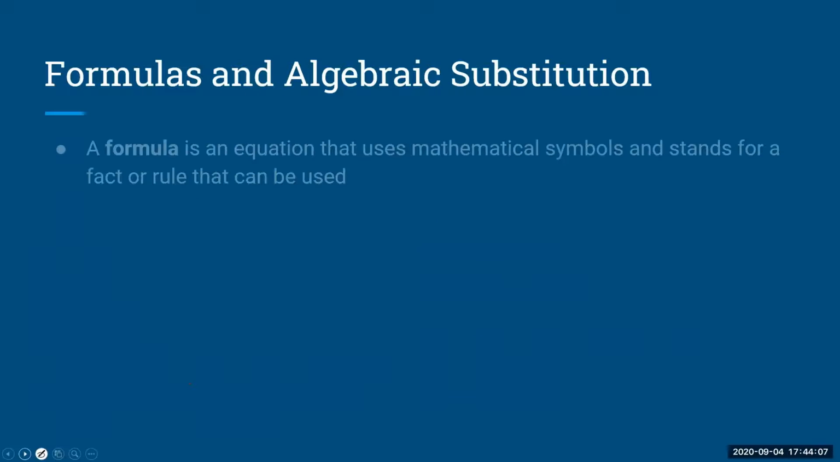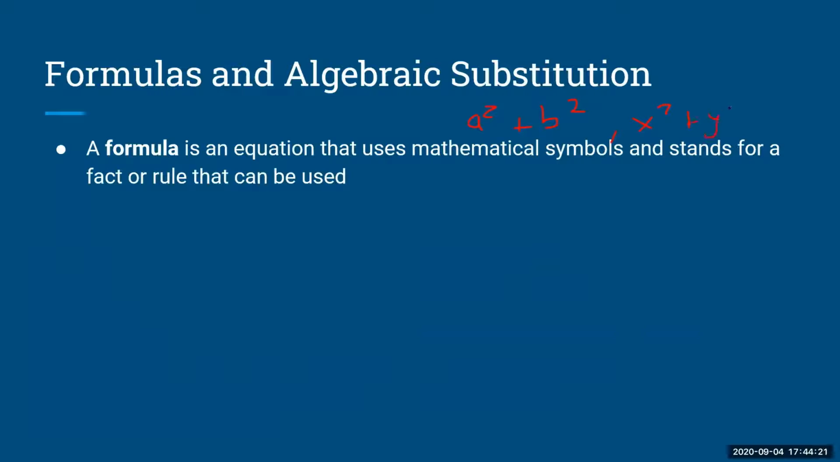Okay, formulas. You guys know area. Today we talk about area. Let's see, can you do a different rule for that? Yeah, you could do a squared plus b squared, or x squared plus y squared. Those two are the most common ways to write the Pythagorean theorem.